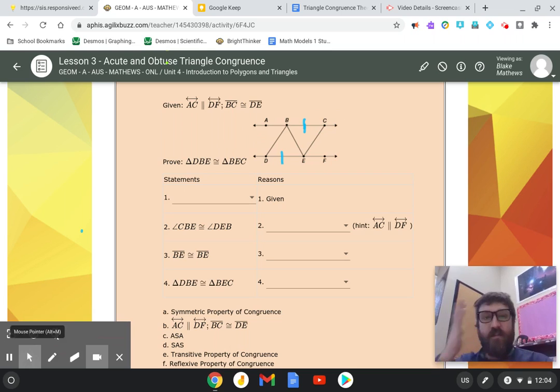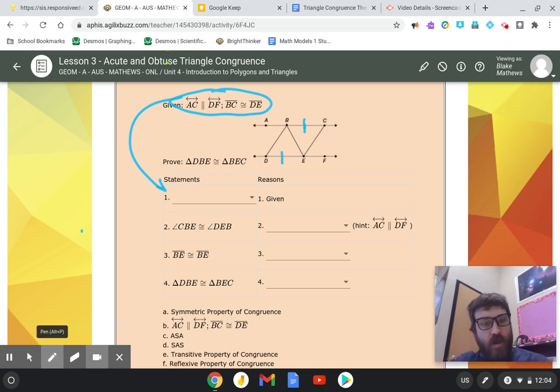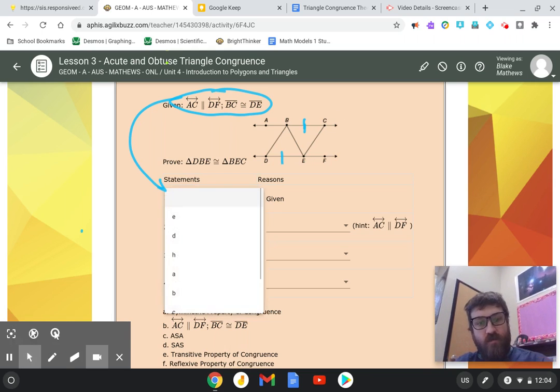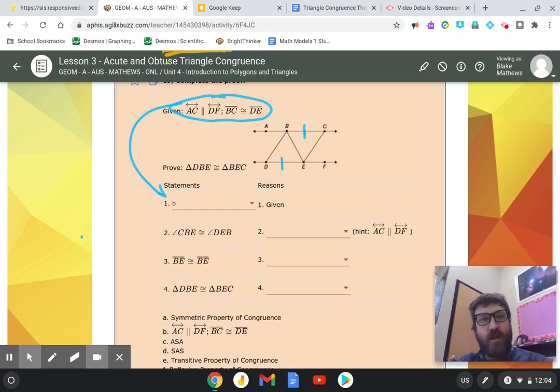Obviously, given is our first statement. What are we given? Well, we're given this information right here. So that needs to go in statement number 1, which is going to be answer choice B. Always, the first thing is the information you were given, and the reason is given.